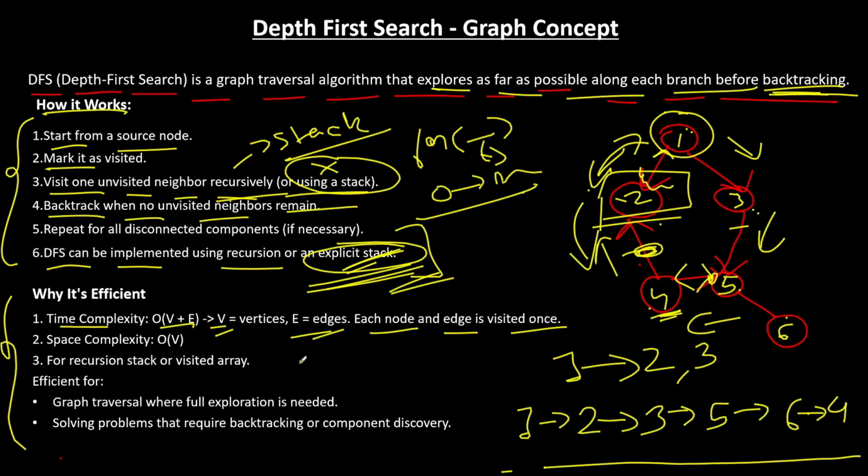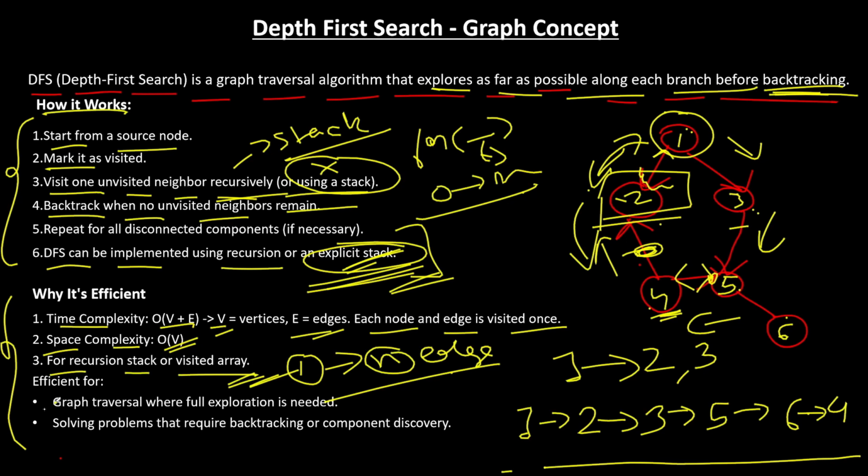V plus E means for each vertex, you might go through a number of edges, right? And the space complexity is O of V, O of vertices, because we store the number of vertices in the array. Okay, we don't store the edges. That is not possible. And it is for the recursion stack or visited array. Okay, and it is efficient for graph traversals where full exploration is needed. As you can see, we needed a full exploration in this case, and for solving problems that require backtracking or component discovery.